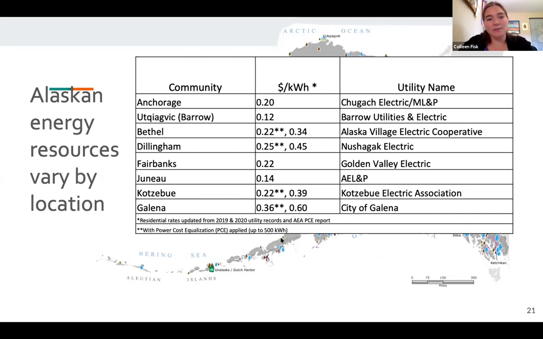until I started at REAP. Embarrassingly, I didn't understand about energy in other parts of the state. And so you can see that there's two different prices for some of these communities. You have a lower price and then a much higher price.